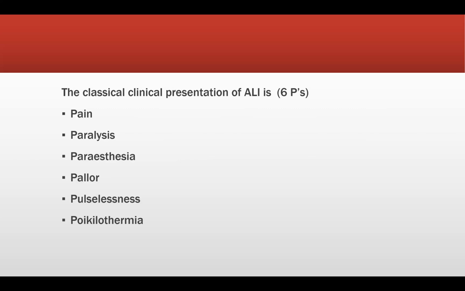The clinical presentation of acute limb ischemia is defined by 6 P's, that is pain, paresis, paresthesia, pallor, pulselessness, and poikilothermia.